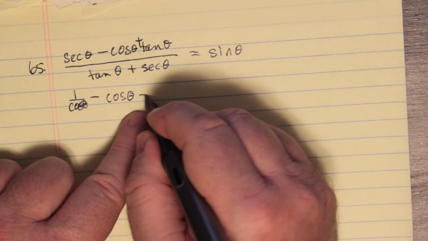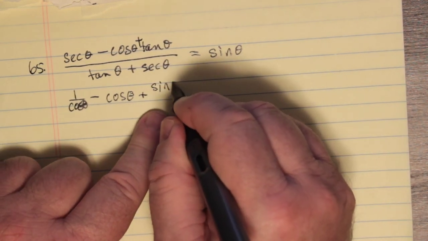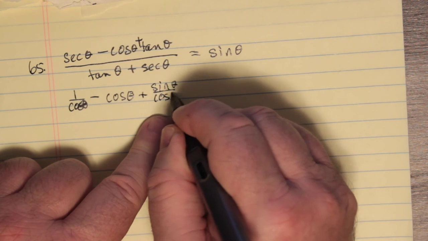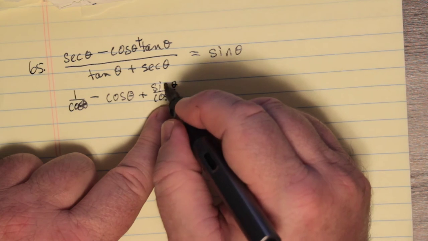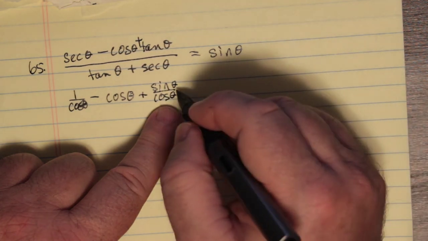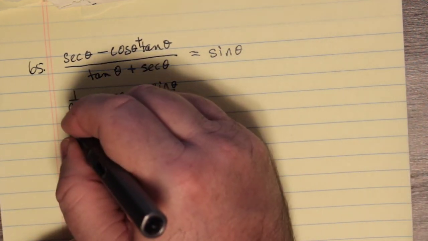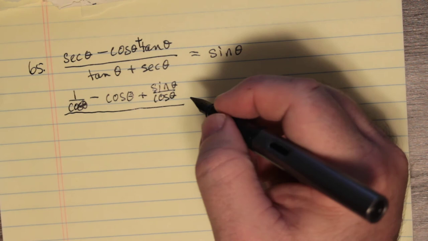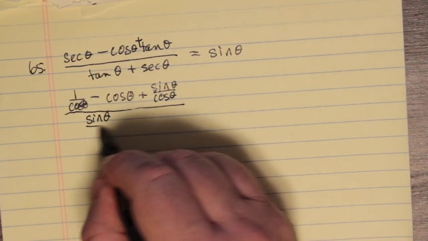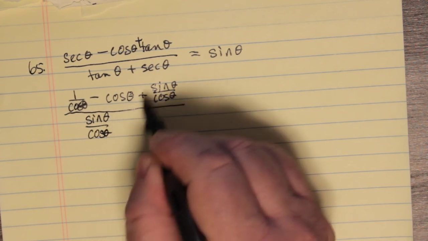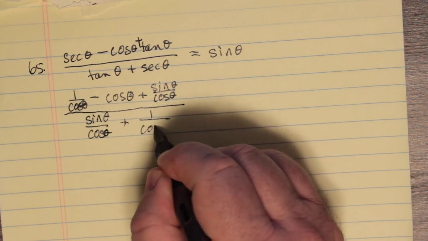But tan theta, we got tan is sine over cos. So sine theta over cos theta. Remember that you have to have sine of the angle. Don't just say sine over cos. Sine has to have an angle in front of it. Cos has to have an angle in front of it. Even though it's a Greek letter like theta, it doesn't have to be a number. It can be x, whatever. Tan is sine over cos again. Sine theta over cos theta. And secant is 1 over cos. And it's a plus. 1 over cos theta.